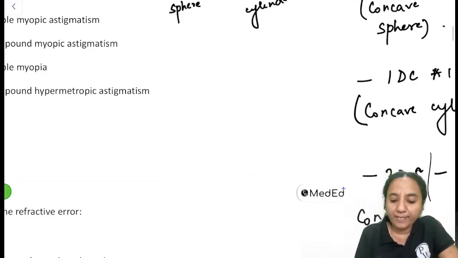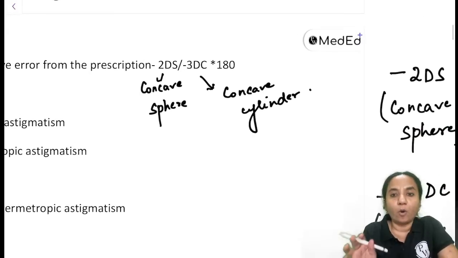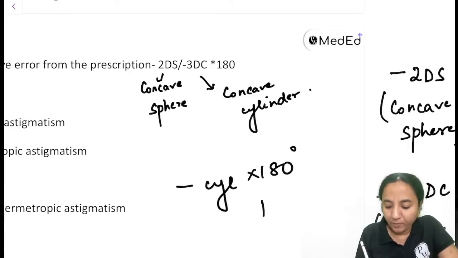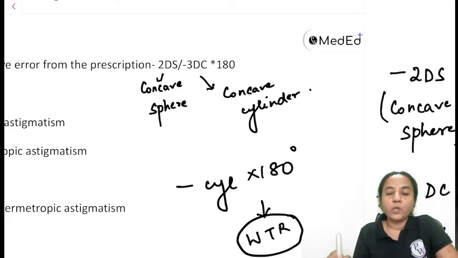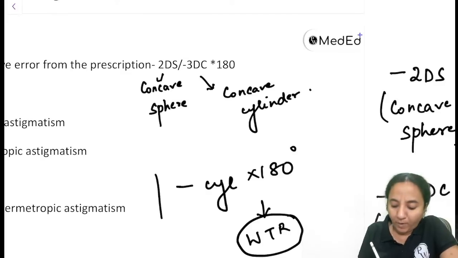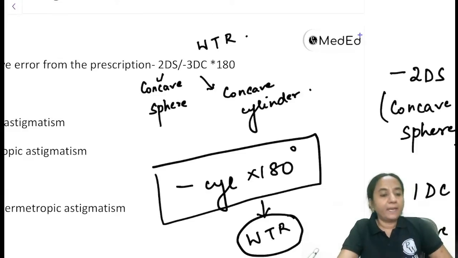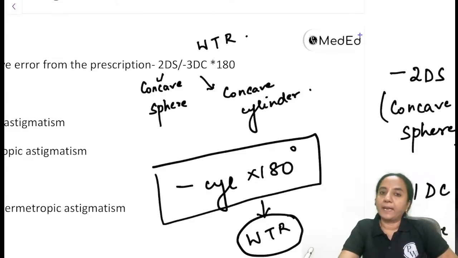Now, how do you decide whether this is WTR or ATR? If you have a minus cylinder cross 180, then this is with the rule. The opposite of this is against the rule.